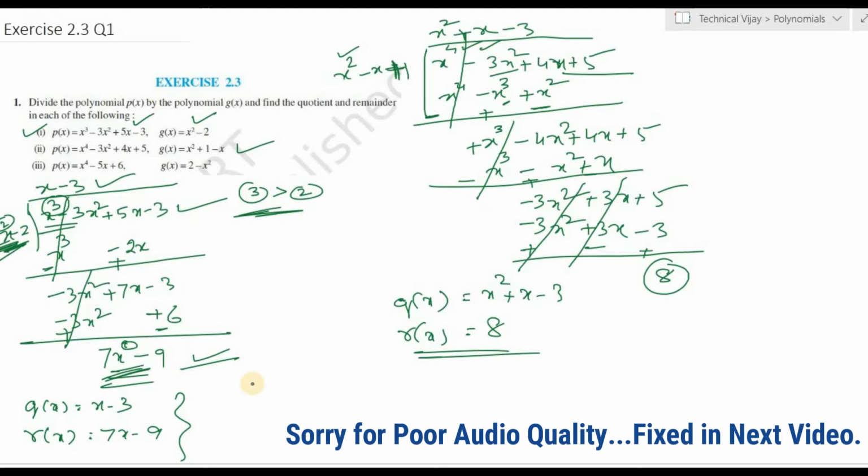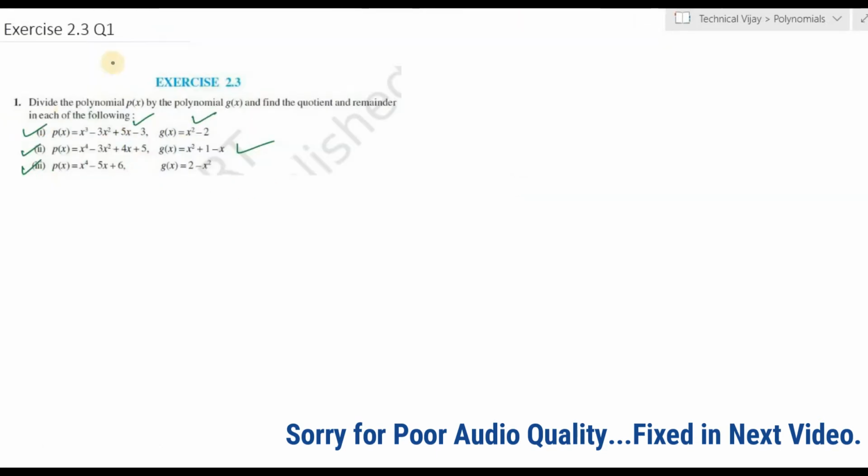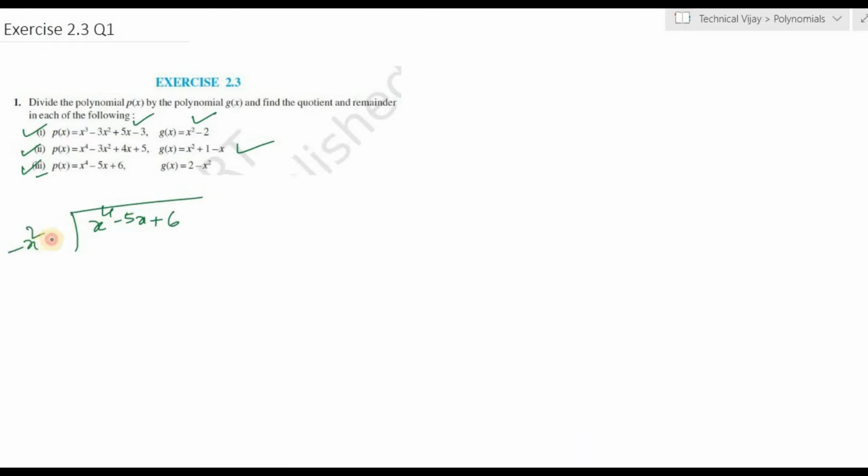Okay, so now we will go for the third one. Now we will go for this third one: x to the power of 4 minus 5x plus 6, and the divisor is minus x square plus 2, I have written like this, just interchanged. For x to the power of 4, we will put x square. Here minus is there, so we will take minus, so that it will become plus x to the power of 4. So here minus x square plus 2.